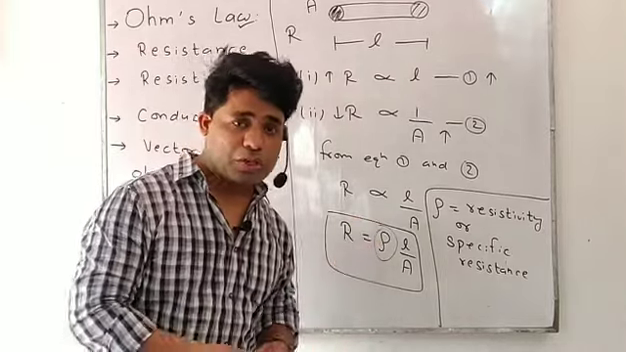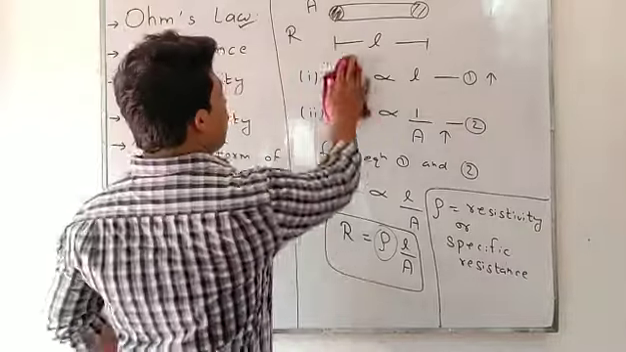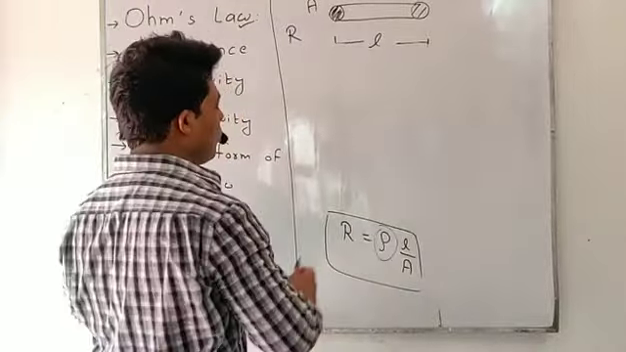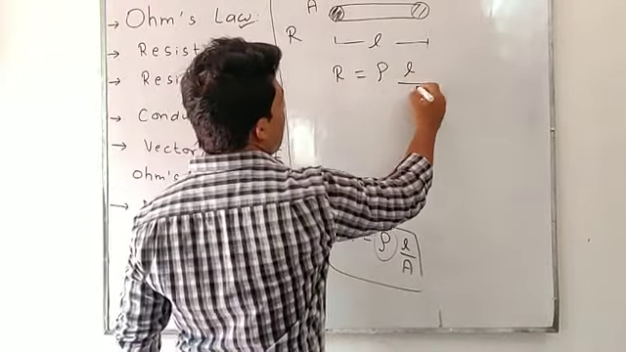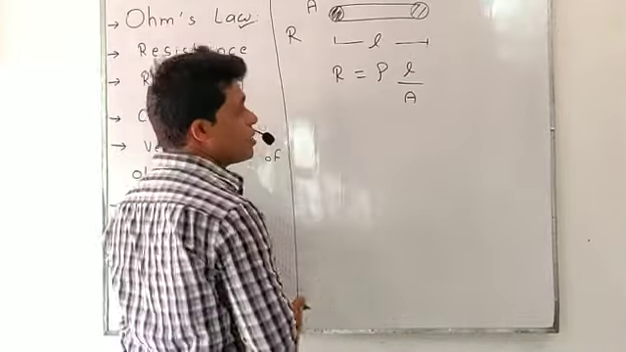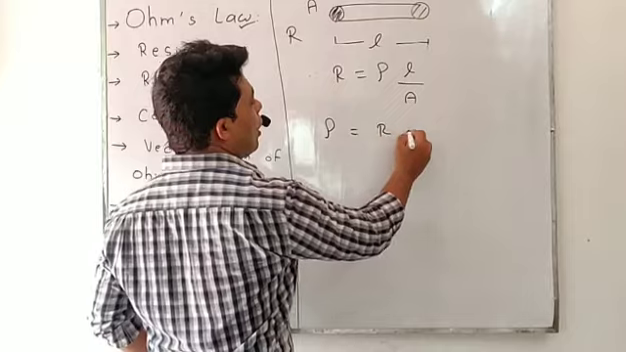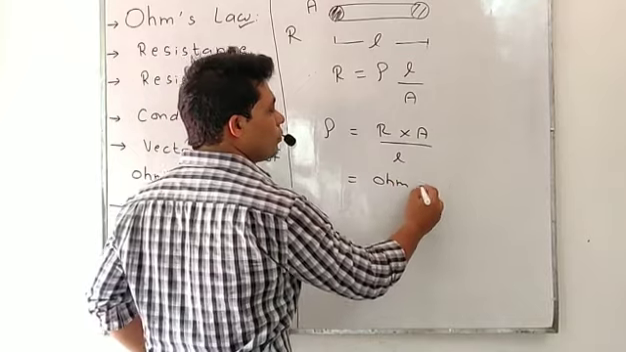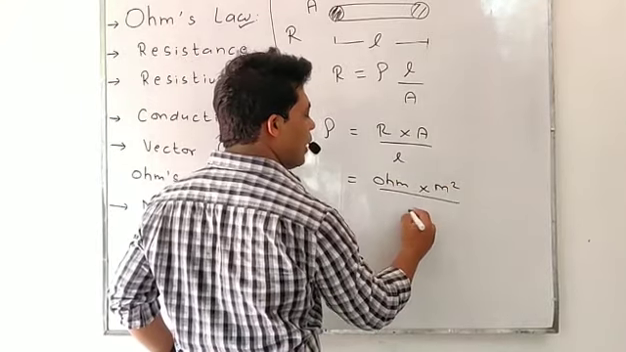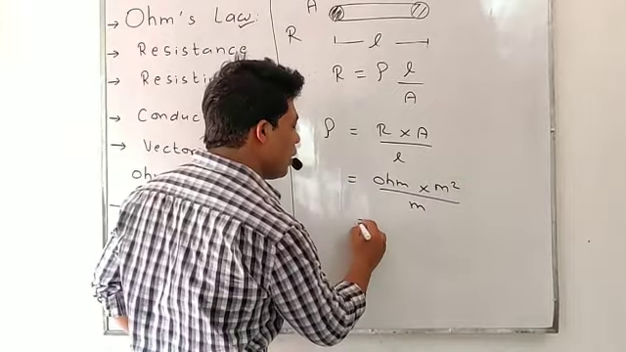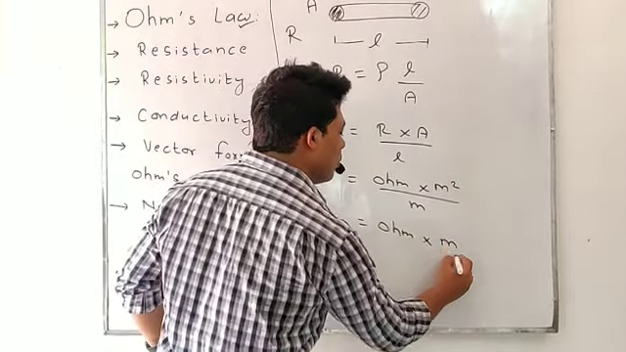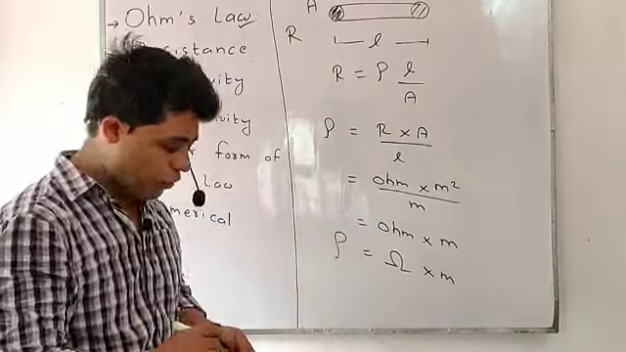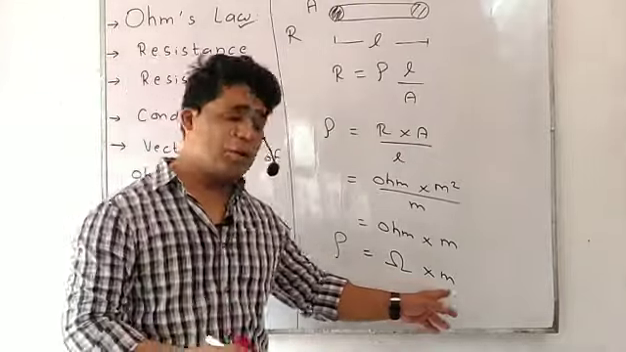Okay, what should be the unit of this rho? Now see the formula, students. R equals rho L upon A. We have to find the unit of resistivity. So what should be the unit of resistivity? R into A by L. The unit of resistance is ohm, area is meter square, and length is meter. Meter and meter cancel out, so finally we get ohm into meter. So the unit of resistivity, or specific resistance, is ohm into meter.